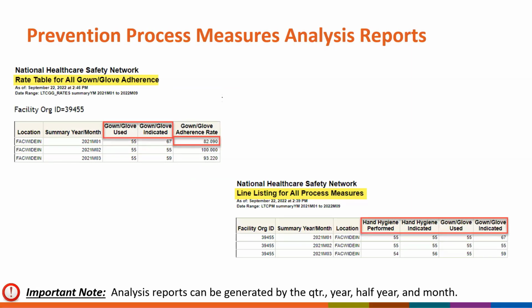Here's an example of what the prevention process measures analysis report would look like for a rate table and a line listing. And I would like to point out, analysis reports can be generated by the quarter, the year, half a year, and every month.